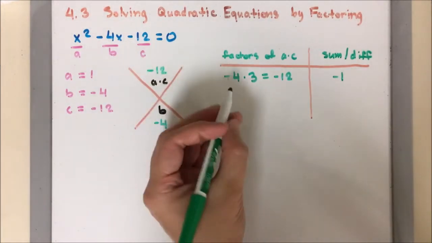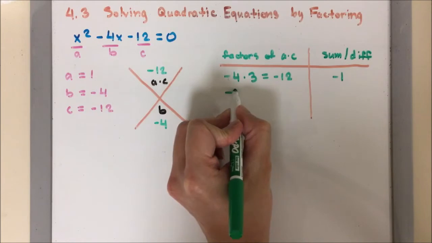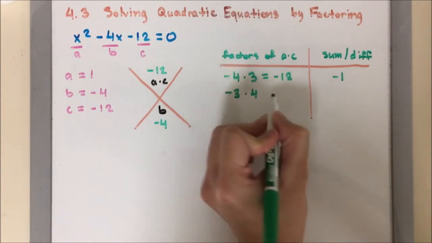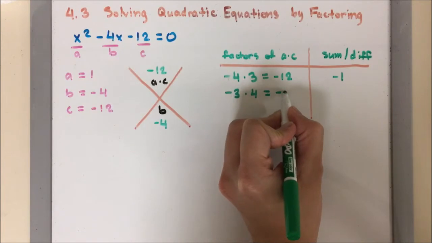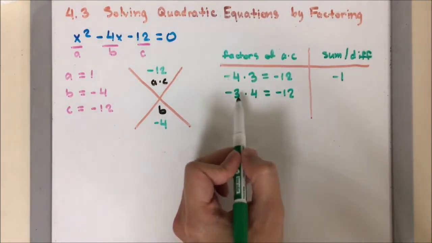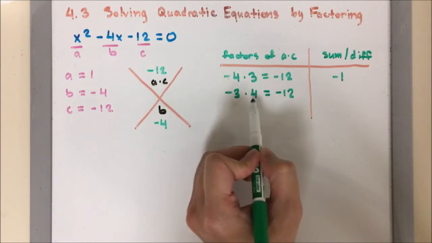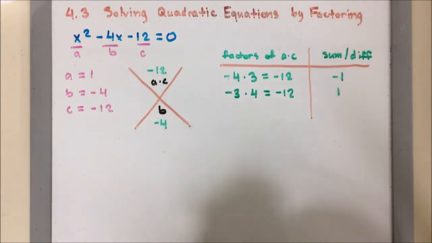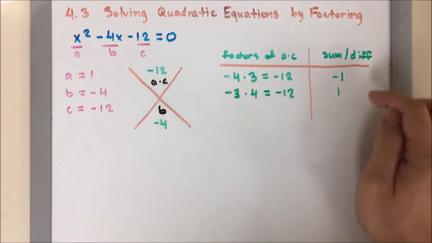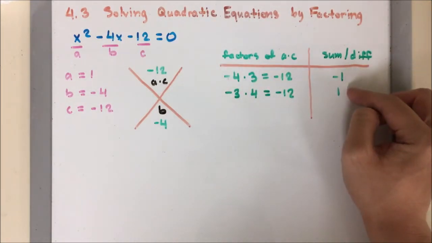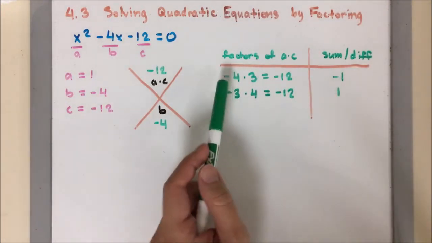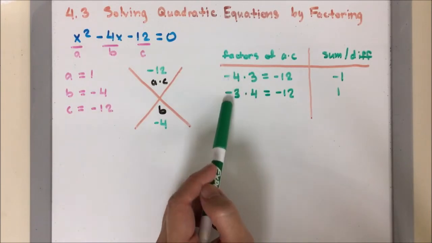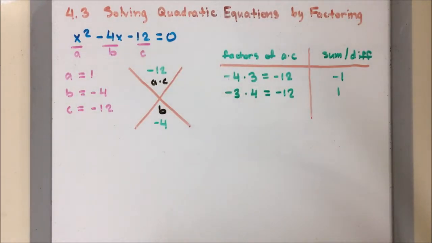Now another one would be negative 3 times positive 4. That will also give you negative 12. But if I combine my factors, negative 3 with a positive 4, the sum or difference is positive 1. So what I did was I switched a negative between the two factors. And even though I switched a negative, if you look at the pattern, the only difference is opposite sign, just same number. So regardless, I can't use negative 4 with positive 3, nor negative 3 with positive 4. So we have to think of another factor.